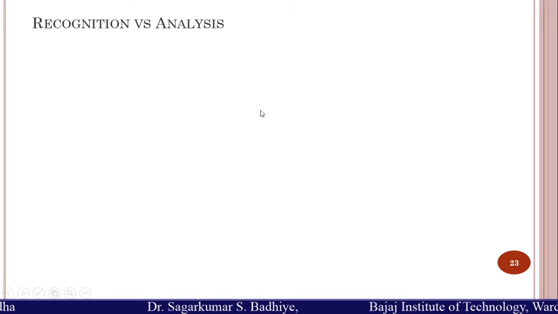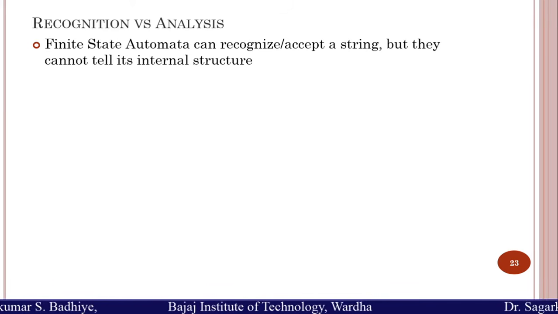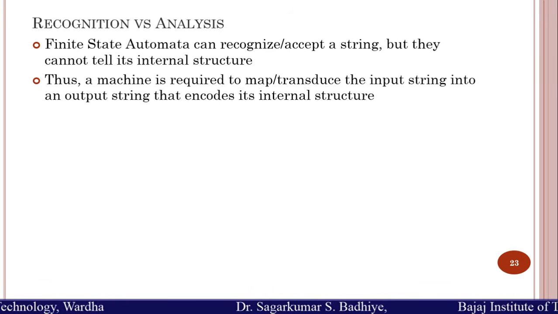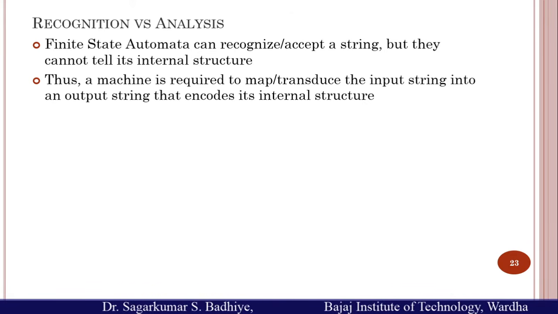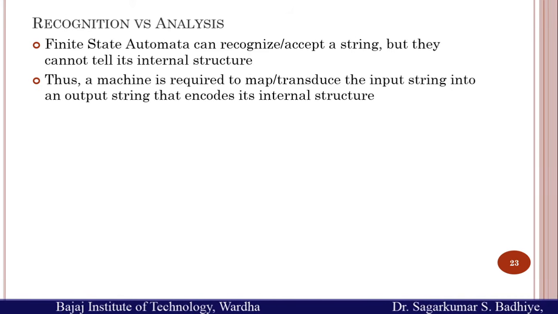Then recognition versus analysis. So finite state automata is basically used to recognize or accept a particular string. But this finite state automata cannot tell anything about the internal structure of the word, whereas a machine is required here. In case of morphological analysis, we need to study the structure of the word, right? The internal structure of the words. For that, we need a machine that would map or transduce the input string into an output string, and the output string will be nothing but it would encode the internal structure of the word, right?